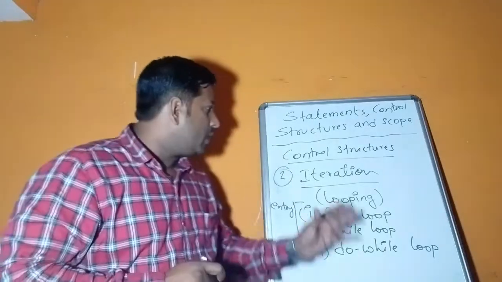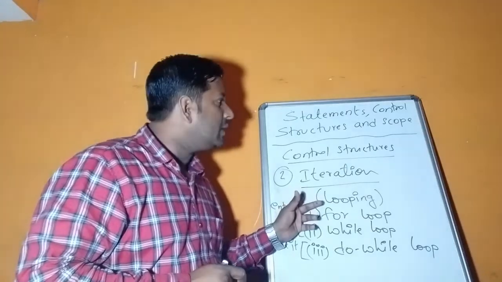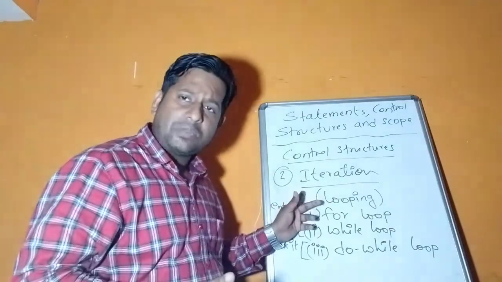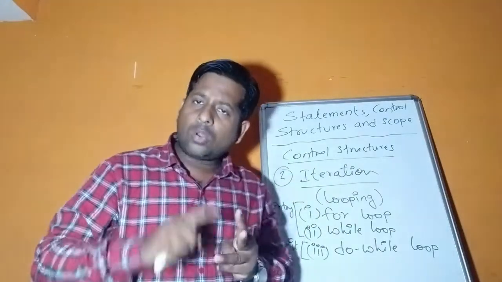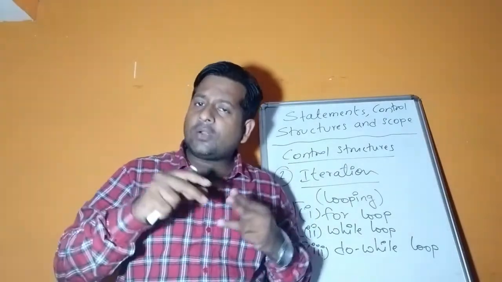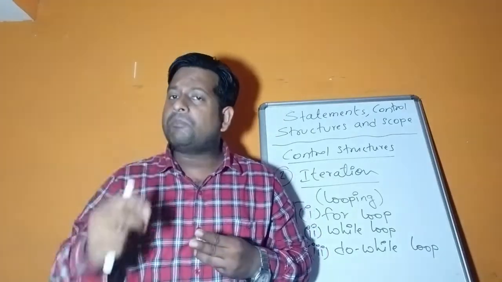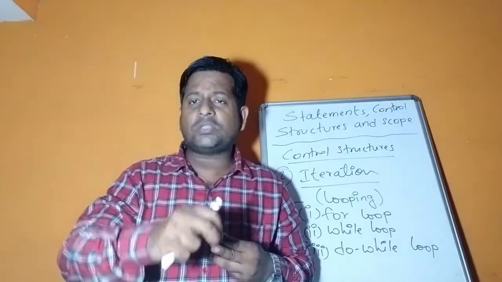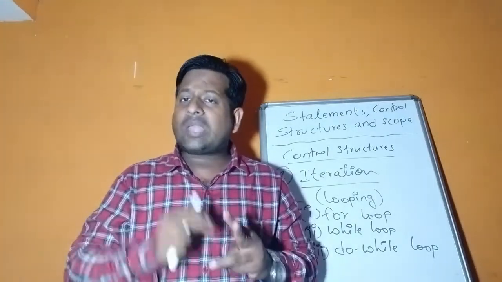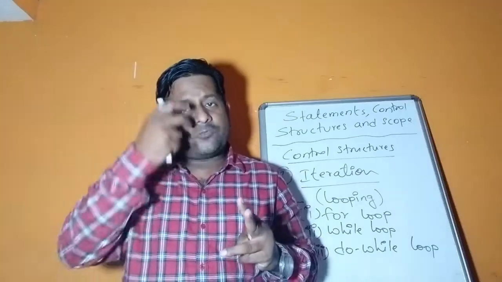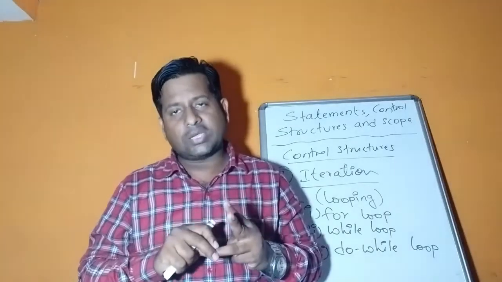So children, iterations, that means looping structures or looping statements, we have three different types. What are they? For, while, do while. Here for and while are entry control loops. That means before entering the statement, first the condition should be checked. Do while is what? Exit control loop. That means first the statement gets executed, then only the condition is checked.